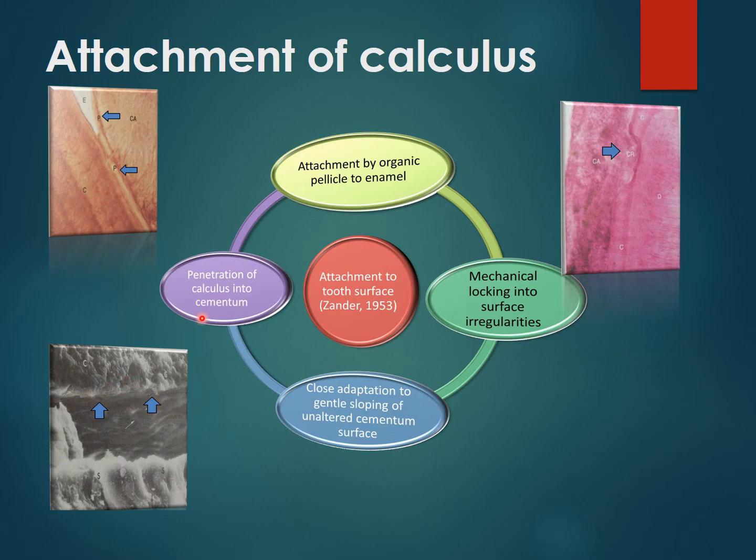These are the four modes of attachment by which calculus can be attached to enamel and the cementum. Enamel is attached mainly by organic pellicle, and cementum by organic pellicle, by mechanical locking into surface irregularities, close adaptation to gentle sloping of unaltered cementum surface, and penetration of calculus into cementum.